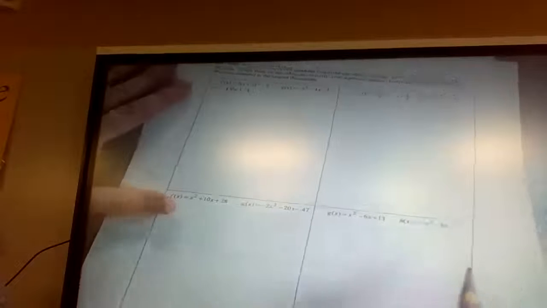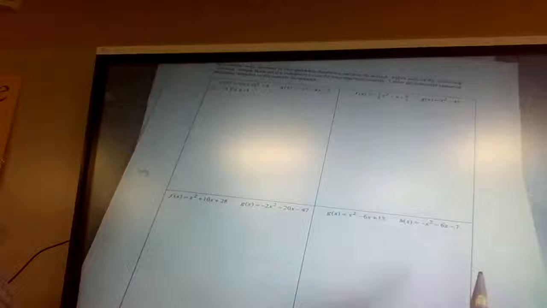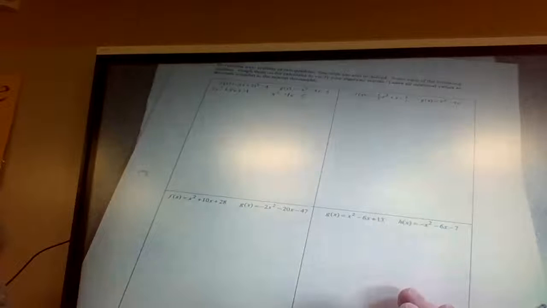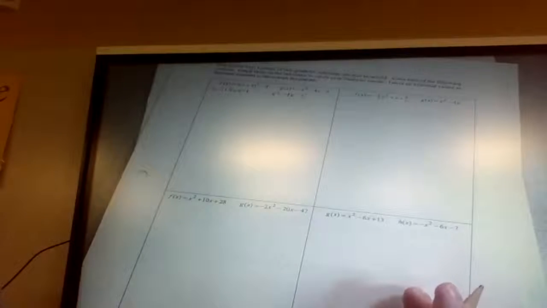What did your f of x simplify to? 4x squared plus 8x plus 4. Yes. Got 4x squared. Crap. It should be 2x squared plus 8x plus 4. And that equals negative x squared minus 4x minus 5. You only distribute that to one of those? No, you distribute it to all of them. But x plus 2 times x plus 2 is x squared plus 4x plus 4.